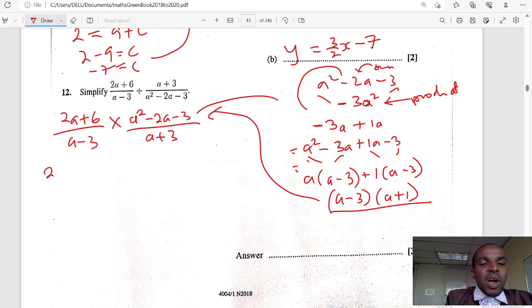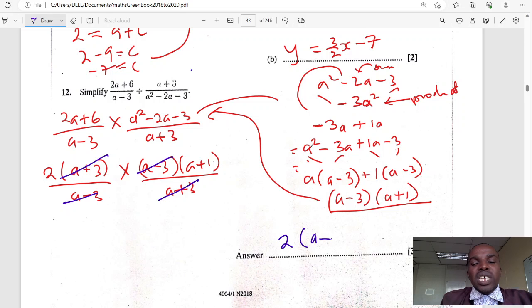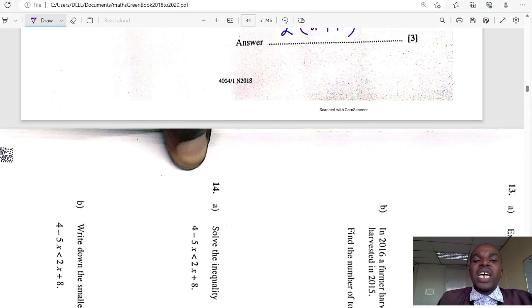Then on this part, you factor out 2 here. Then it will be a plus 3 over a minus 3. Then times, on this part, you replace. It will be a minus 3, a plus 1 over a plus 3. Like this. Then you simplify. A minus 3 will cancel out. Then a plus 3 will cancel out. So your final answer will be 2, a plus 1. This will be your final answer. Done. Right, next question.